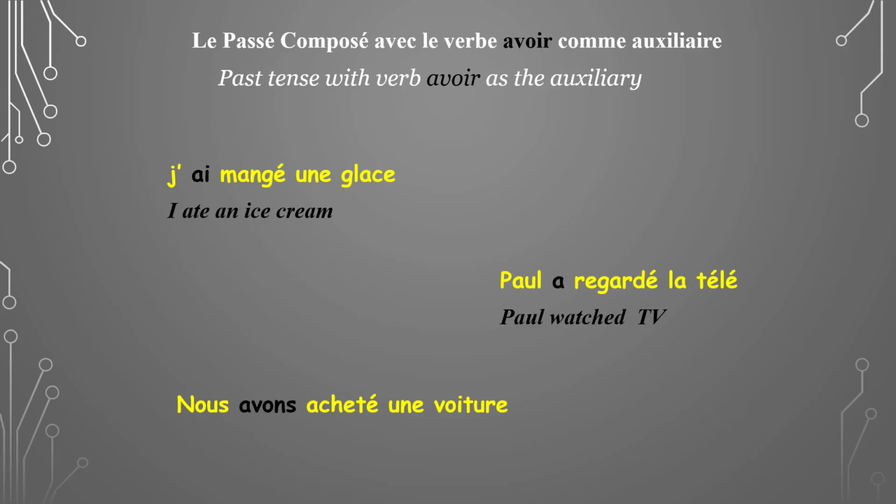Nous avons acheté une voiture. Same here. Avoir in the present tense, nous avons. Acheter means to buy, which is in past participle.